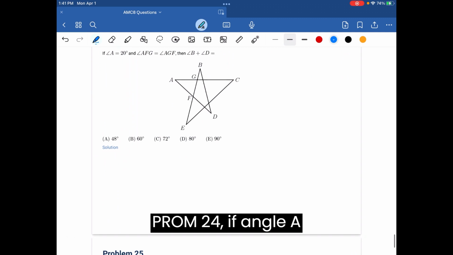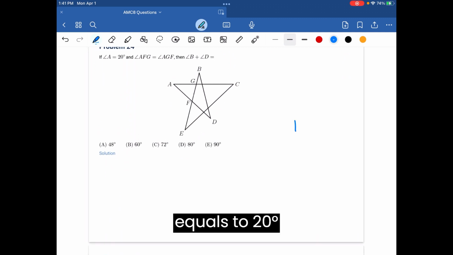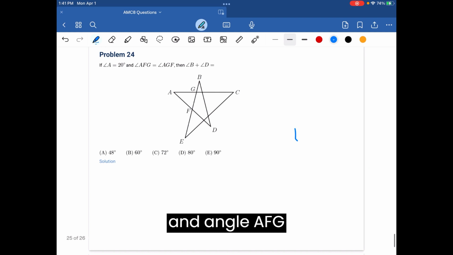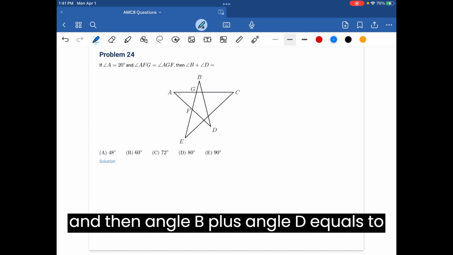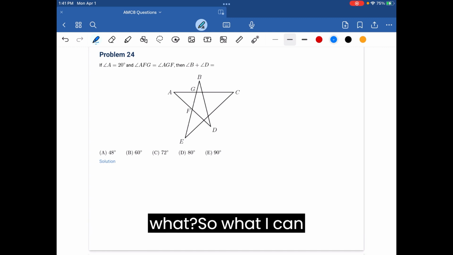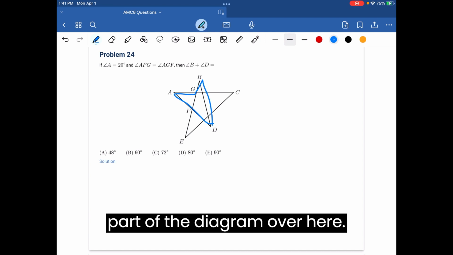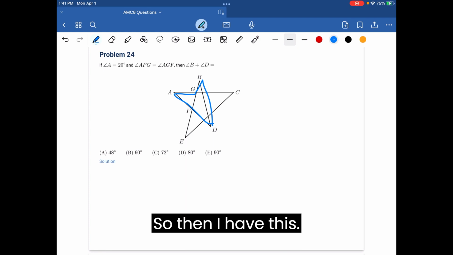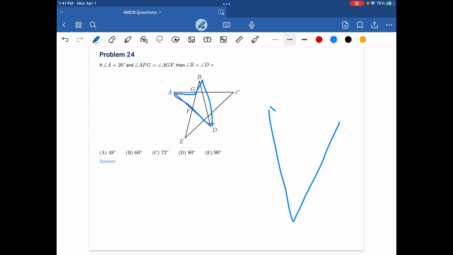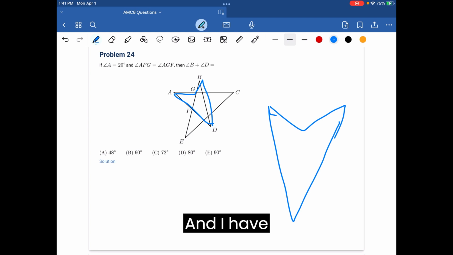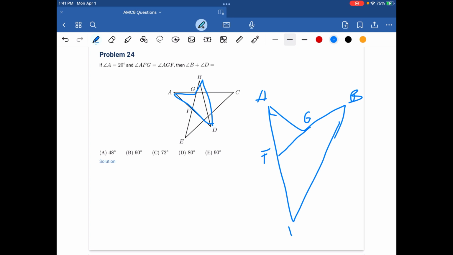Problem 24. If angle A equals 20 degrees and angle AFG equals angle AGF, then angle B plus angle D equals what? So what I can do is recreate this part of the diagram over here. Then I have this, and I have this going through like that. F, G, A, B, and D.